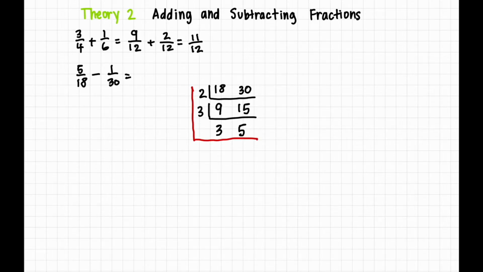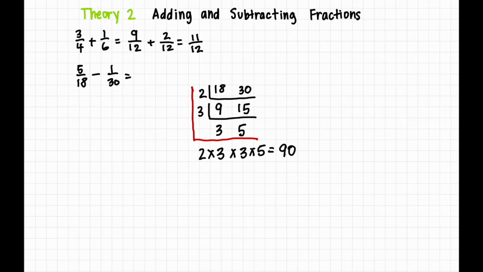And I would do 2 times 3 times 3 times 5. And this would be the least common multiple of 18 and 30. So what's 2 times 3 times 3 times 5? First, I'll do 3 times 3, and it would equal 9. And then I'll do 2 times 5, which is 10. And then do 9 times 10, and it would equal 90. So 90 is the least common multiple of 18 and 30.